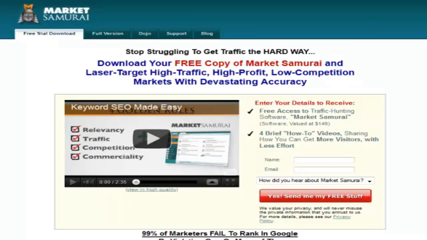For niche research, or for keyword research, I always use a tool called Market Samurai. In my opinion, I've used a ton of them out there. This is always the best one because of all the different features they have.